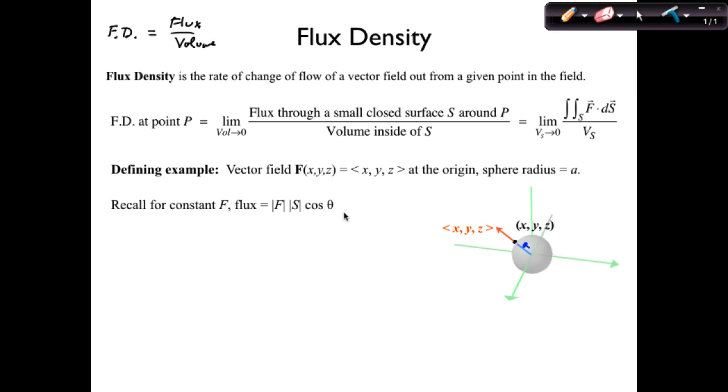And then what would cosine theta be? The angle between the orthogonal vector to the surface and the flow vector. So what will cosine theta be? 1, right? Because that's in the direction, right? This vector is in the direction orthogonal to the surface. So that'll just be 1.